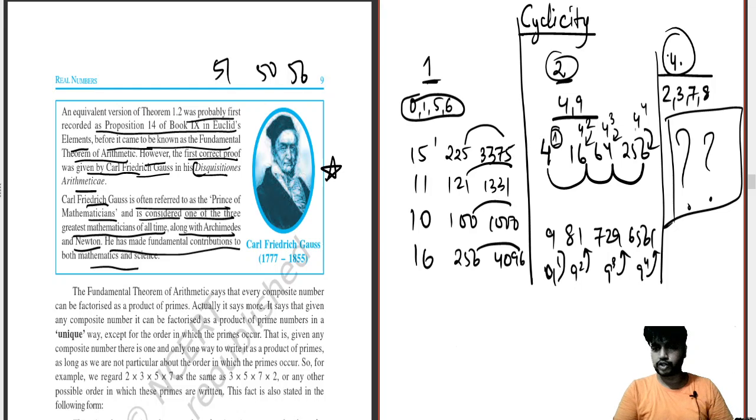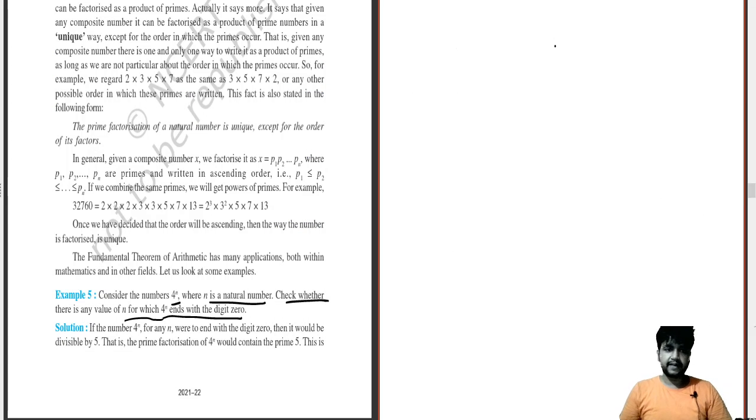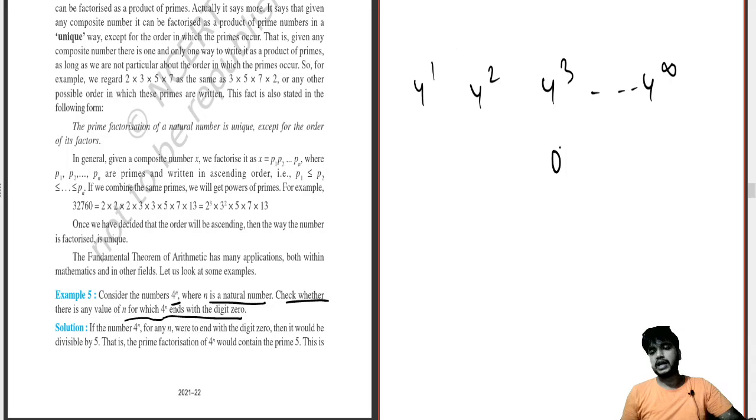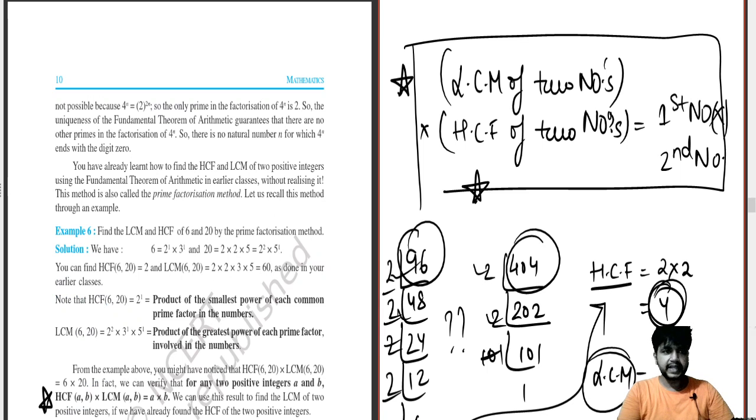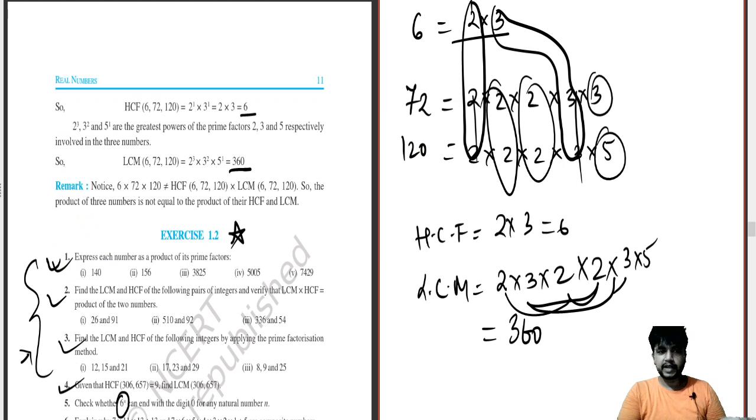Now coming to the question. Here they have written 4 to the power n. So 4 to the power n means 4 to the power 1, 4 to the power 2, 4 to the power 3, and so on to infinity. Any day you will not get a 0. A 0 will occur in the power only when the number ends with 0. So they will not give you anything related to 0. You have to write the full concept here and make yourself understand.